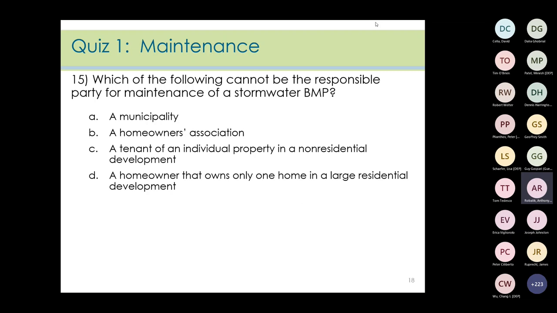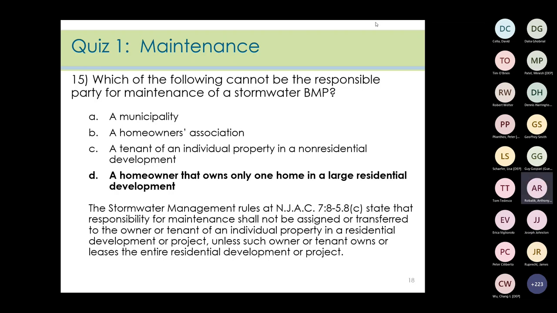Okay, question 15, which of the following cannot be the responsible party for maintenance of a stormwater BMP? The answer to this is D. So a homeowner that owns only one home in a large residential development. The stormwater management rules at NJAC 7:8-5.8C state that responsibility for maintenance shall not be assigned or transferred to the owner or tenant of an individual property in a residential development or project, unless it's the rare case where the owner or tenant owns or leases the entire residential development or project. And I think Chengi in the chat earlier pointed out the only other exception, which is if a single lot in and of itself is a major development and has a BMP for stormwater management on its site.